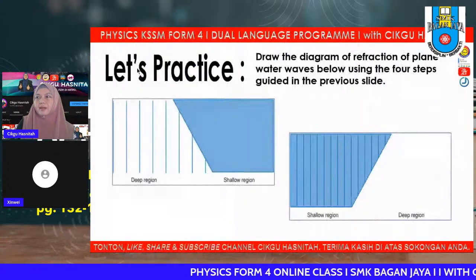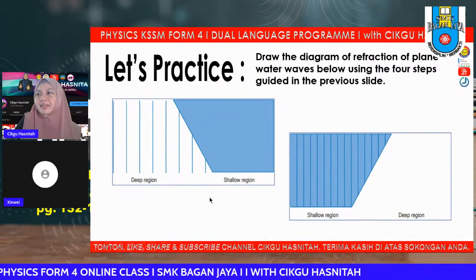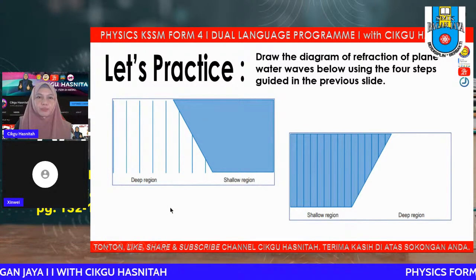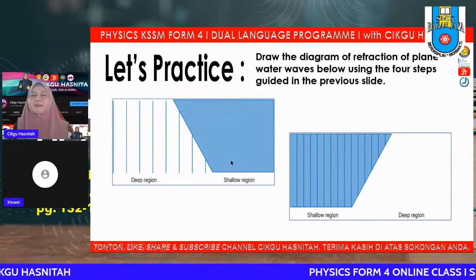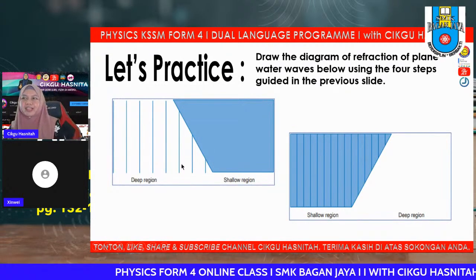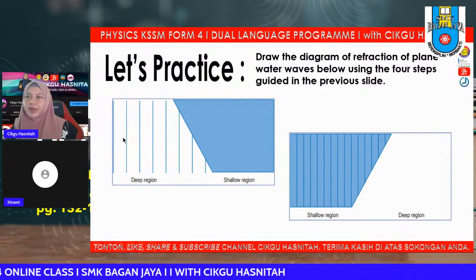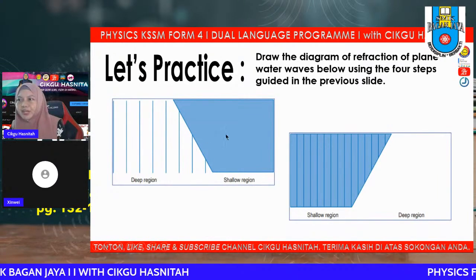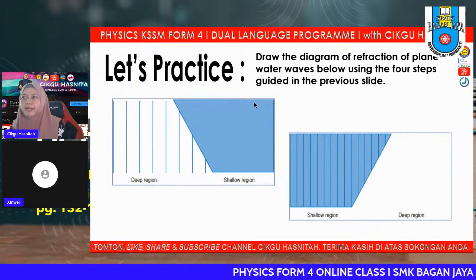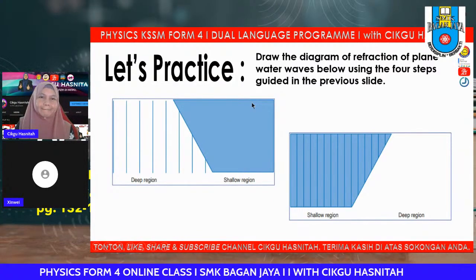Okay, then this one you can practice. Okay, I give you a few minutes to practice this. If you cannot print out, you can draw this diagram in your exercise book. Okay, ada 2 gambar saja. So you have 2 diagram. The first diagram, the water wave traveling from deep region entering shallow region. And this is the way we place the perspex plate. Again, student, what is the purpose of the perspex plate? To create shallow region. Okay.